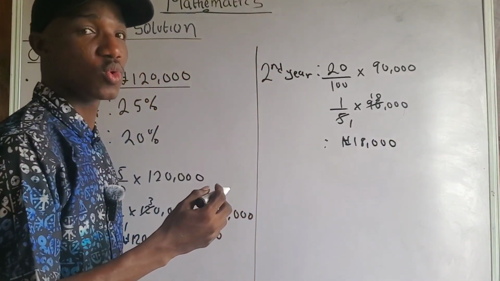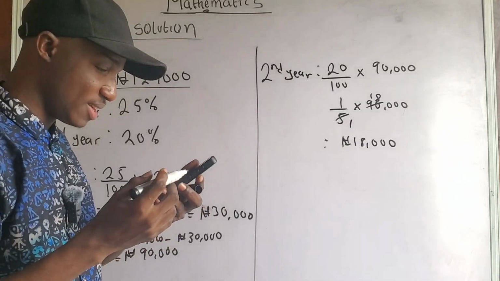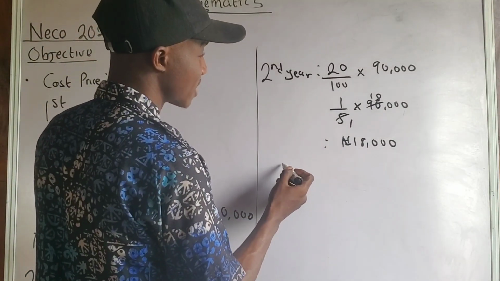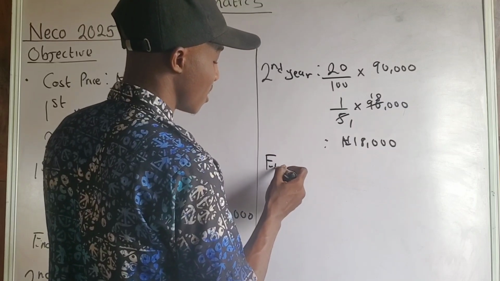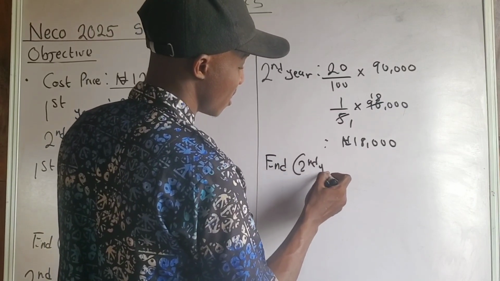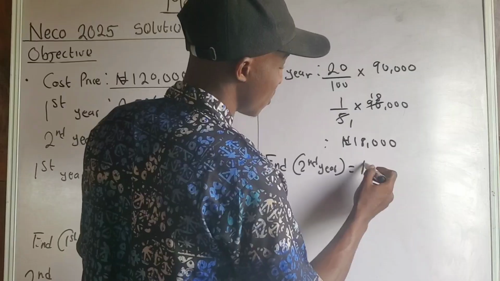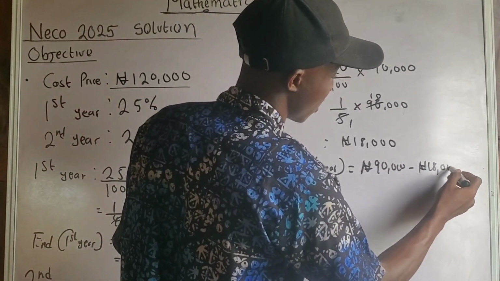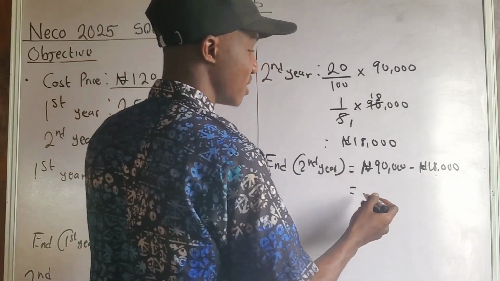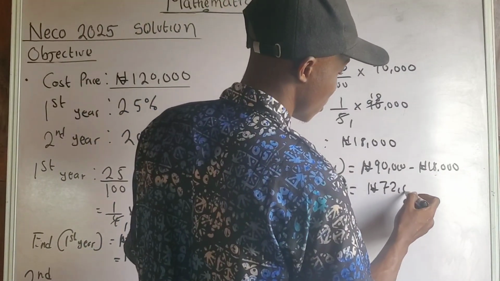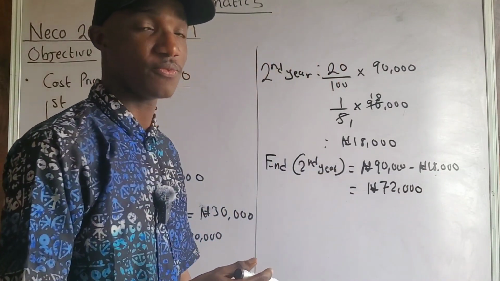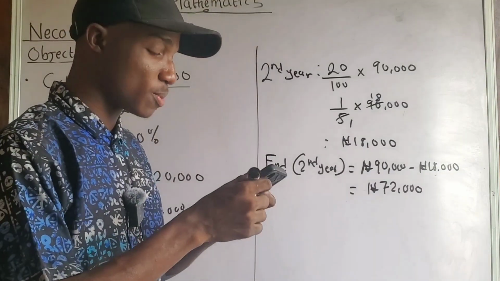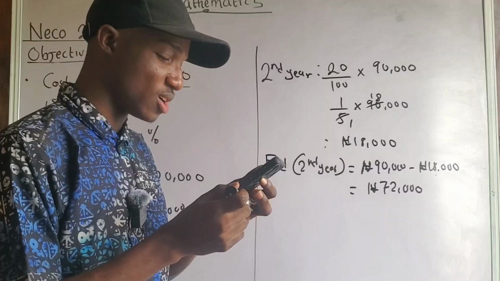So the value of the freezer, you understand? The value of the freezer at the end of the second year will be 90,000 naira minus 18,000 naira. Do you understand? So that is 72,000 naira. So the value of the fridge at the end of the second year is 72,000 naira. The correct option to that question is option B.